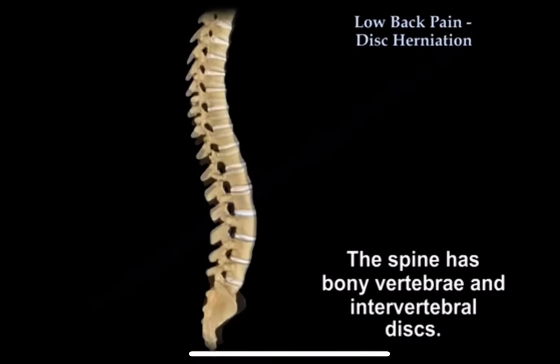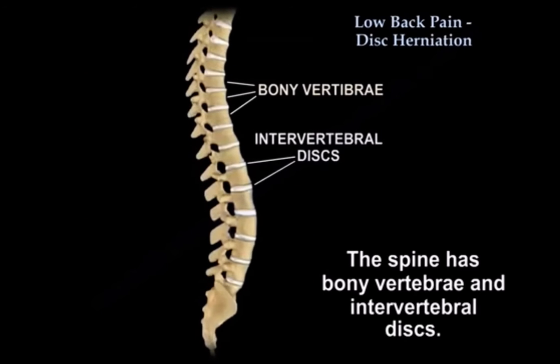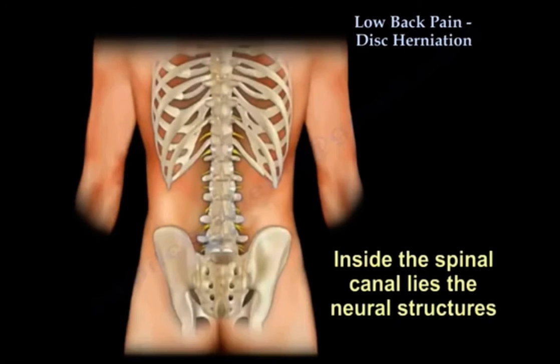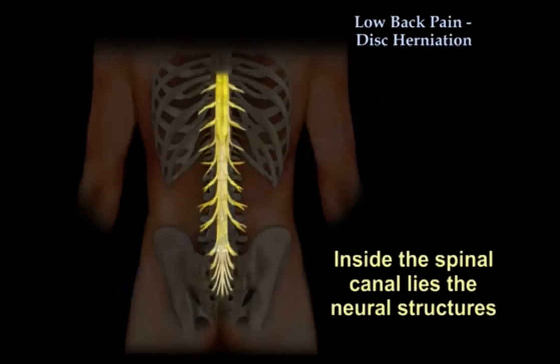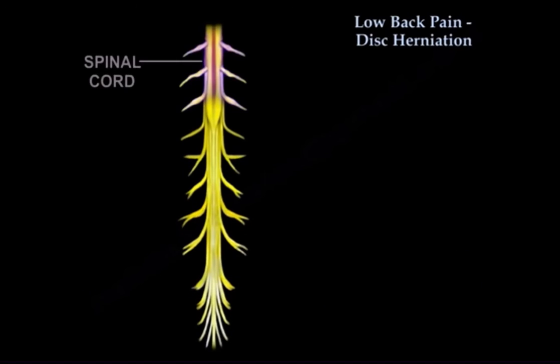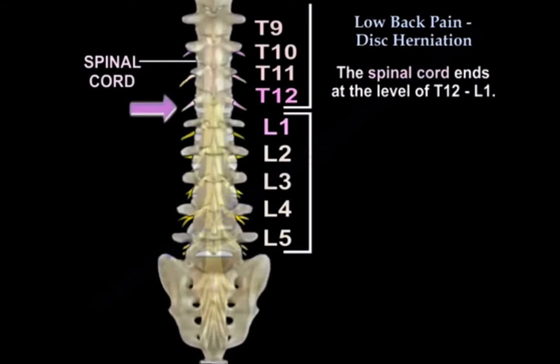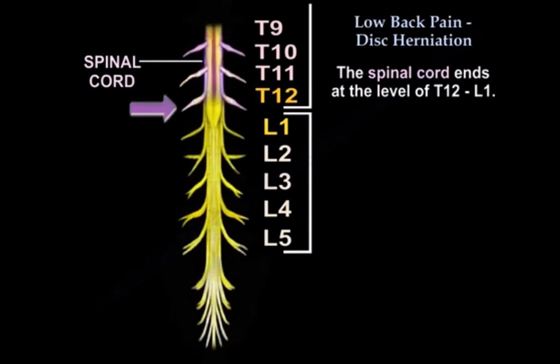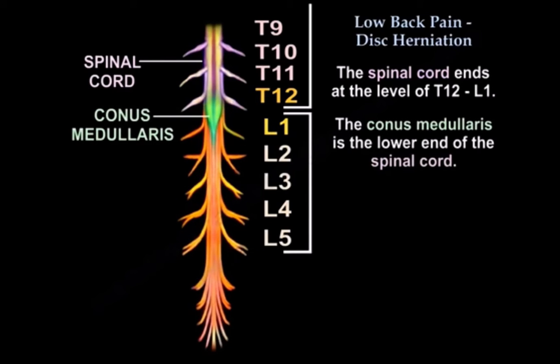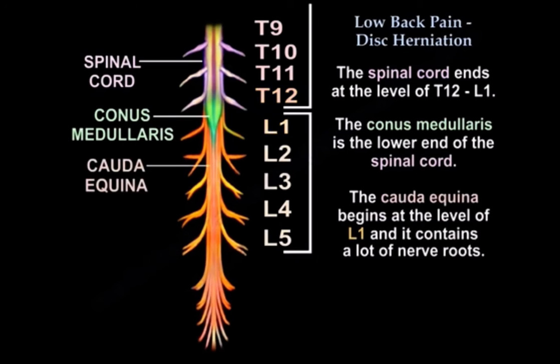This is the bony vertebrae, and these are the discs. Inside the spinal canal lie the neural structures. You find the spinal cord, which ends at the level of T12-L1. The conus medullaris is the lower end of the spinal cord. And the cauda equina begins at the level of L1, and it contains a lot of nerve roots.